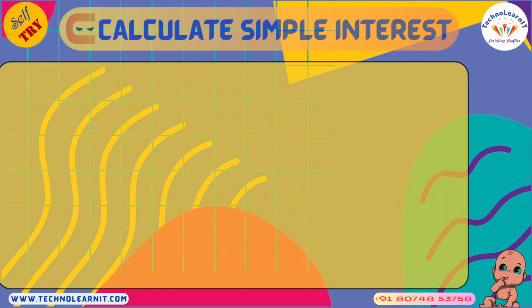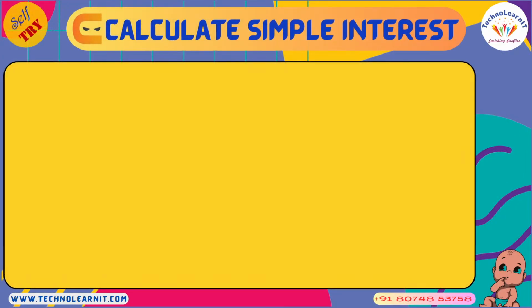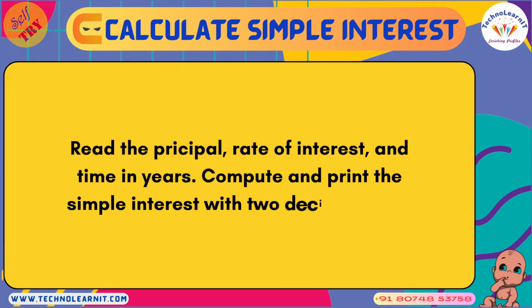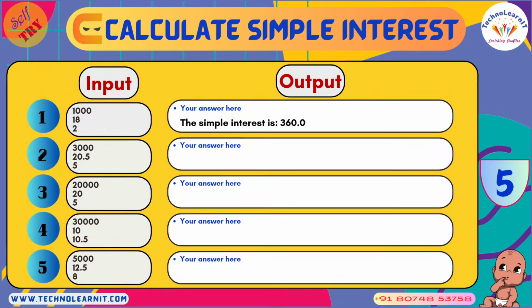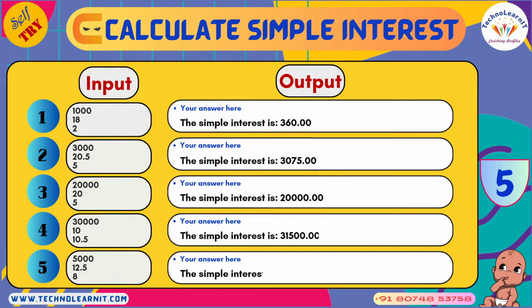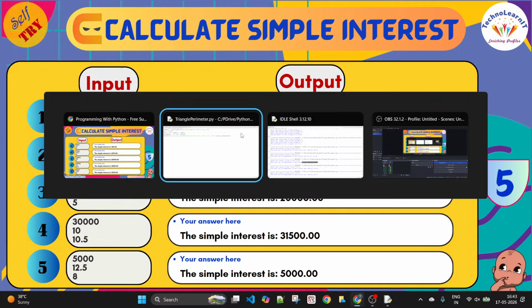Well, the next one is to compute the simple interest. The description of the program goes like this. Read the principal, rate of interest, and time in years. Compute and print the simple interest with two decimal digits. Well, a very simple, easily understandable program. Again, everything is self-explanatory here. Okay, so you can see all this. Let us jump onto the coding.